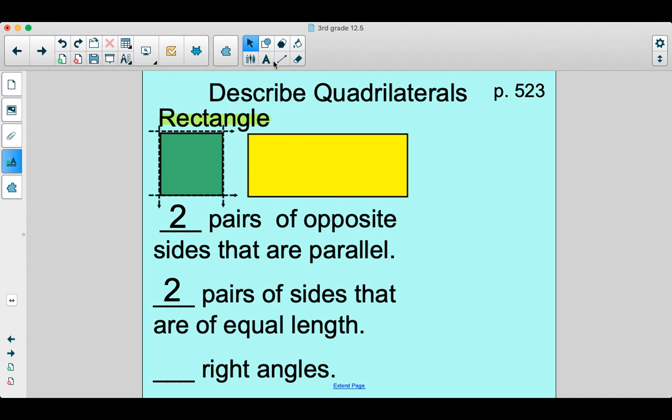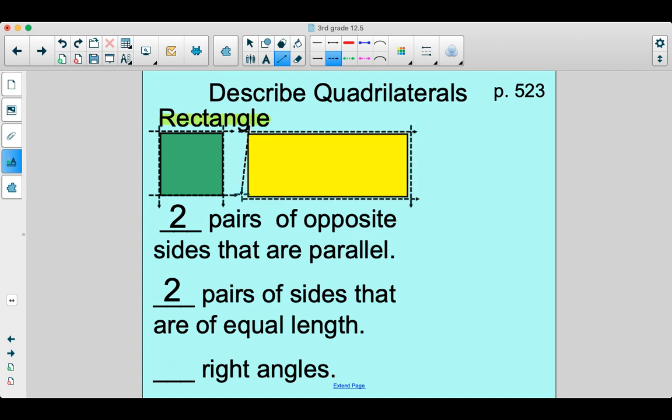Okay, so this side is equal to this side in length, and this side is equal to this side in length. All right, and then let's count them out.